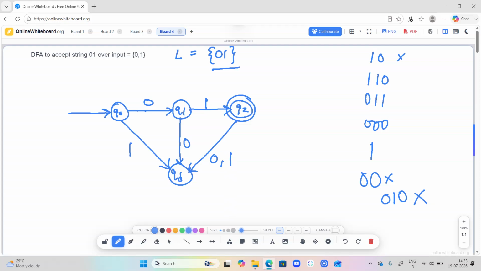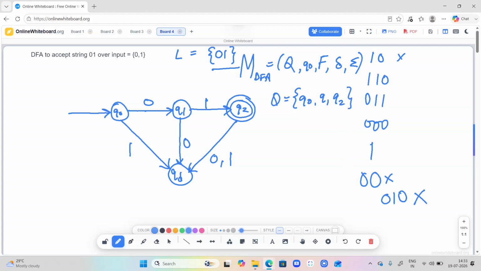After every problem, you should represent it using 5-tuple notation. So your DFA is shown using the states, input values, transition function delta, initial state, and final state. This is represented by M for DFA because we are doing DFA. Q stands for the set of states. How many states do you have? There are 3 states, Q0, Q1, and Q2.